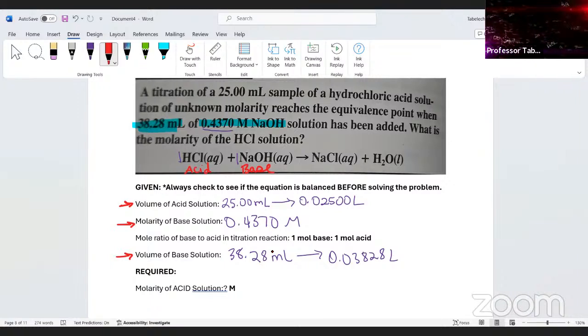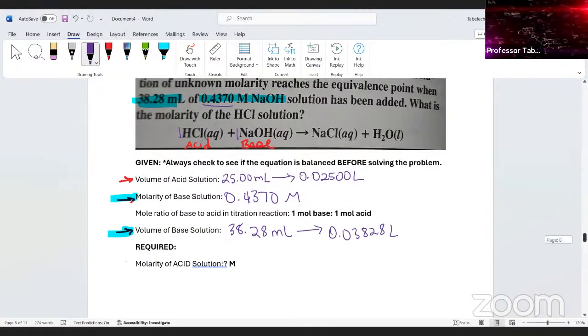So what I do know is that the molarity of the base and the volume of the base were given. So guess what I'm going to do? I'm going to start with those two numbers, okay? So right here, I'm going to go ahead and start with the 0.03828 liters of sodium hydroxide.